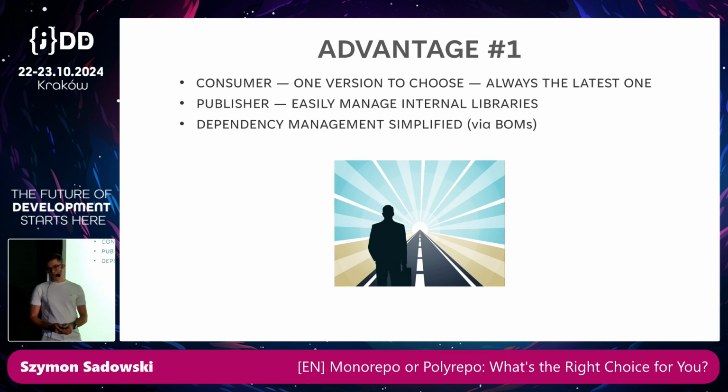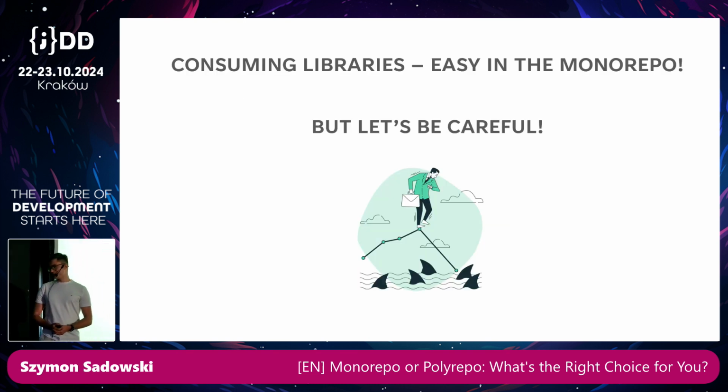All right, so we've established that consuming libraries, we make it easy in the Monorepo, but we need to be careful because suddenly one day you can wake up and for your POC library that you never intended to go public, you make a change and 400 services are breaking and people are complaining. So how can we avoid that?